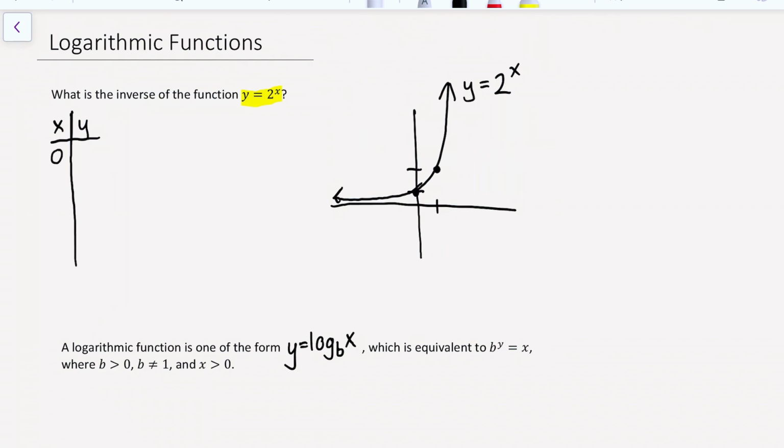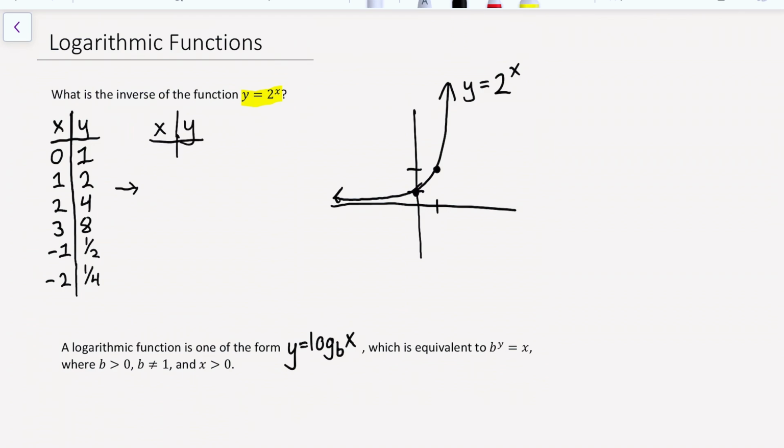One way we could approach this is by making a table of values. We could say when x equals 0, 2 to the power of 0 equals 1. When x equals 1, 2 to the first is equal to 2. When x equals 2, we get y equals 4, and so on. We could put a couple of negative values in here. When x equals negative 1, 2 to the negative 1 is 1/2. And when x equals negative 2, 2 to the negative 2 is 1/4.